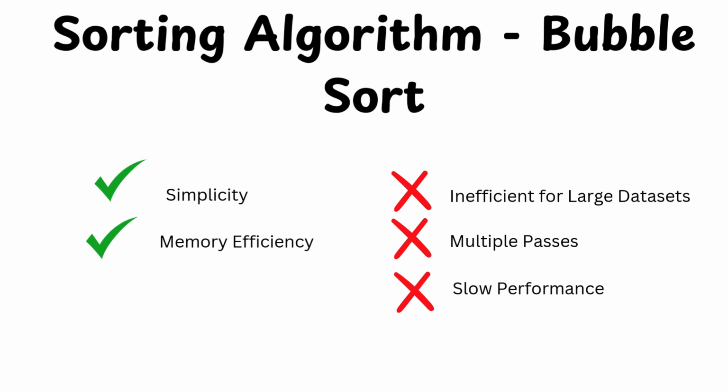But it also comes with some key disadvantages. As you saw, it's inefficient for very large datasets. The multiple passes likewise is inefficient, especially if the array is already sorted when you enter it. And in turn, because it goes through every element minus 1, it has a very slow performance.